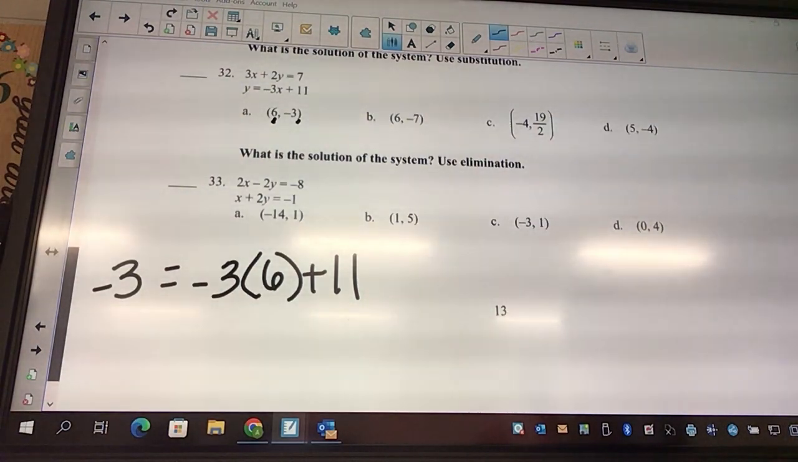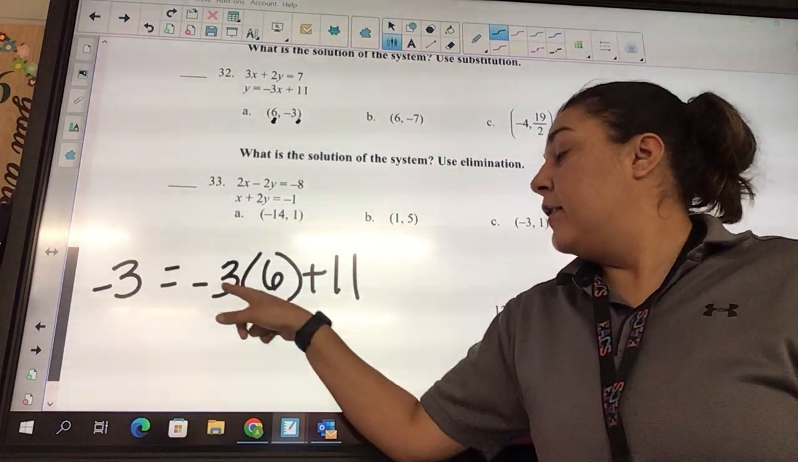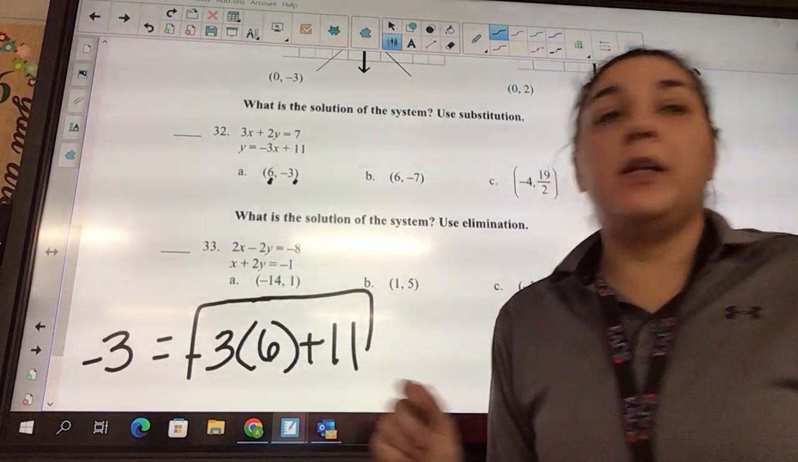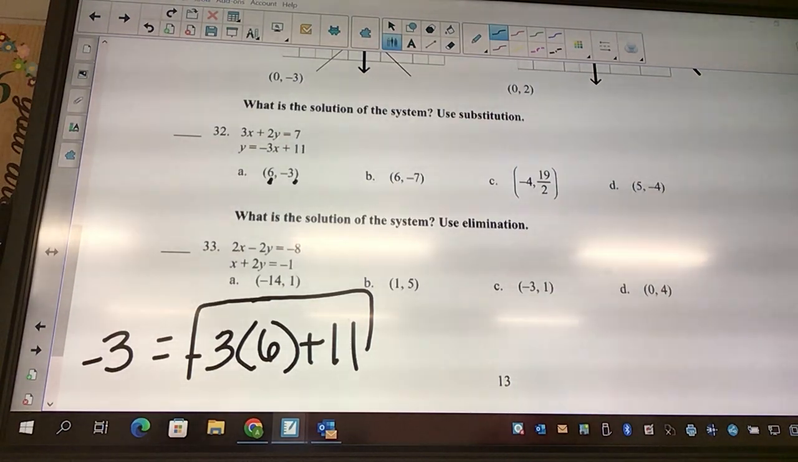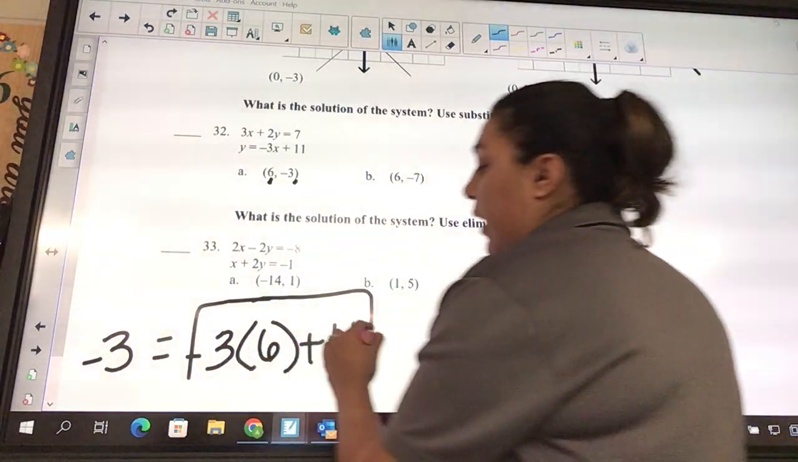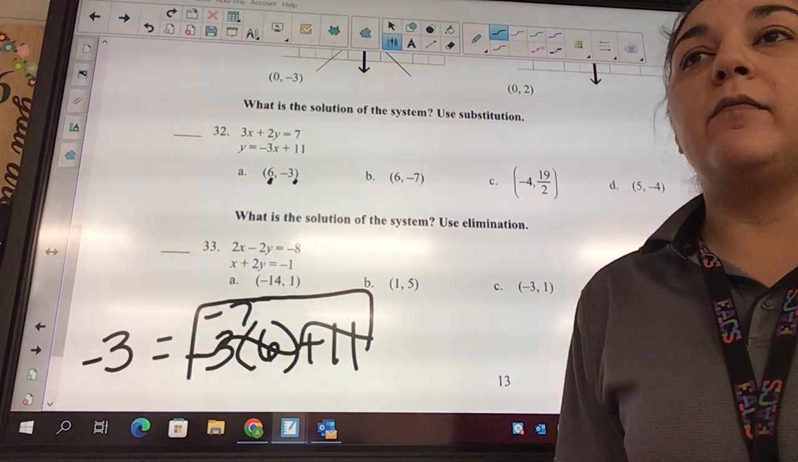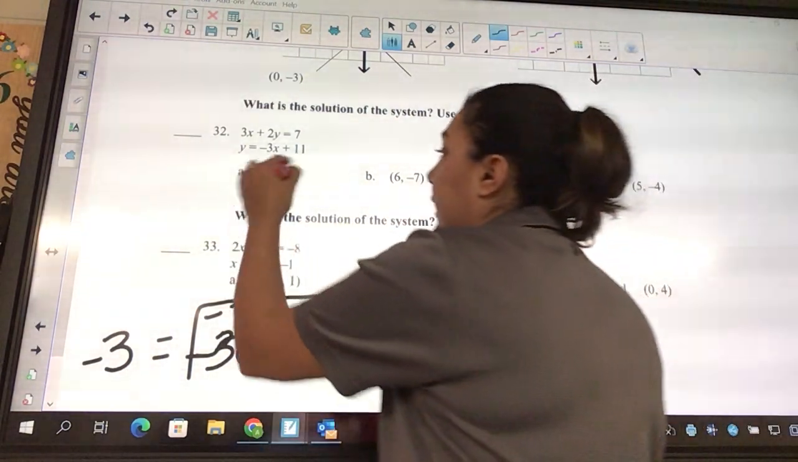Okay, and all this you can do on your calculator. Just type this in on your calculator, guys: -3 parentheses 6 plus 11. I'm going to show you how to do it the cheater way. It's -7. So all of this is equal to -7. Does -3 equal -7? No. Is that a true statement? No. So this one isn't it.